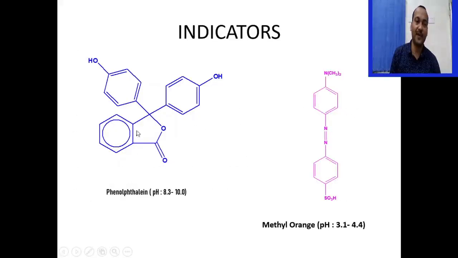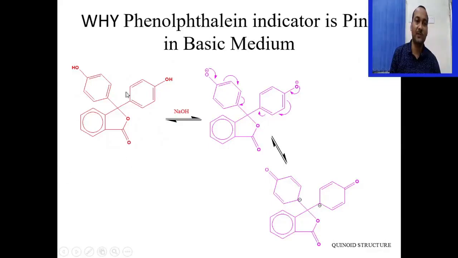So this is the structure of indicator phenolphthalein, and this one is methyl orange. So phenolphthalein pH range 8.3 to 10 and methyl orange 3.1 to 4.4. So this phenolphthalein in acidic medium is colorless, and also in neutral medium. So when you put it in sodium hydroxide or basic medium, the OH contains hydrogen or proton. So the OH minus ion will take the protons, so it will undergo resonance to give rise to this quinoid type structure. So this quinoid type structure will absorb at higher wavelength. So that's why it is pink in color. So that absorbs in visible region.